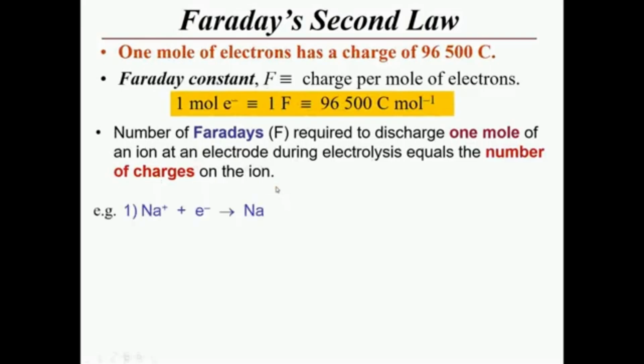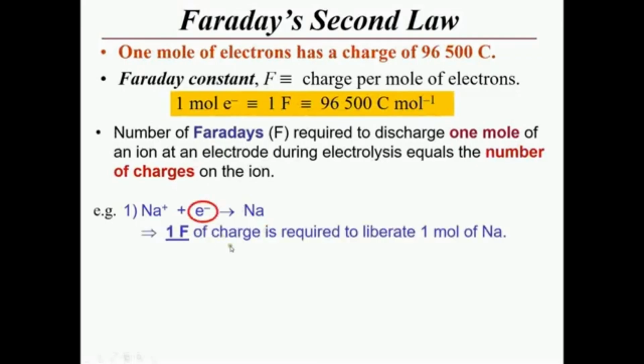For example, Na+ plus 1 electron gives sodium. 1 mole of Na+ is reduced to 1 mole of sodium. In the process, 1 mole of electrons is taken in. Hence, from the equation, we have 1 Faraday of charge required to liberate 1 mole of sodium.